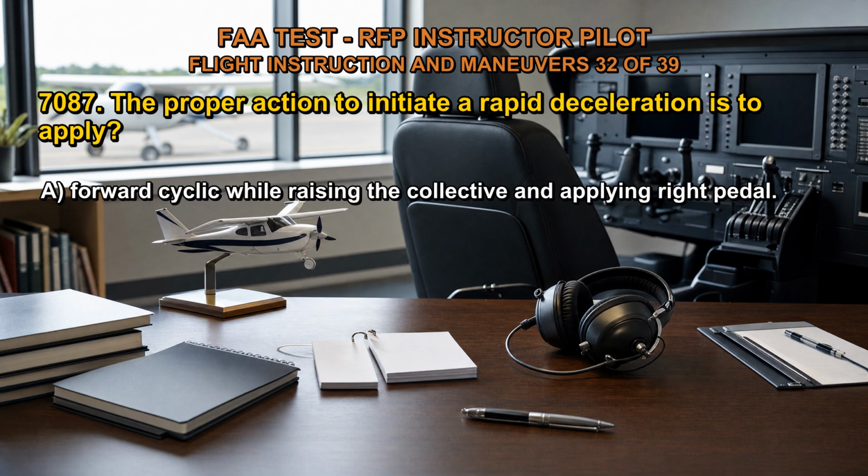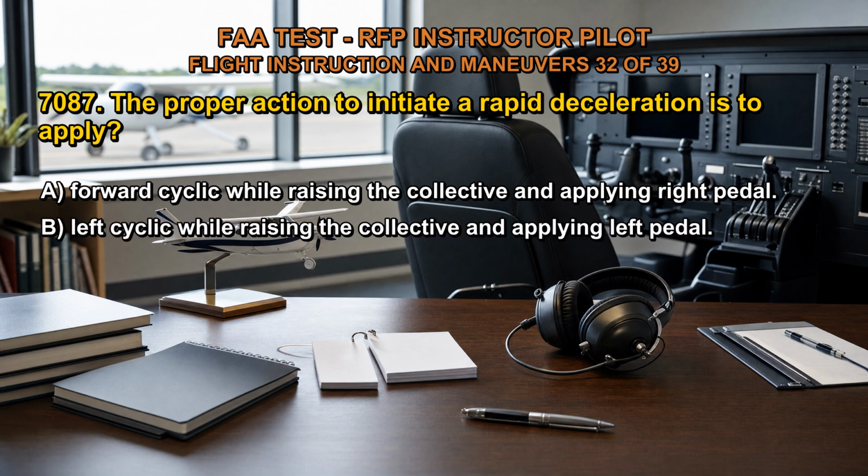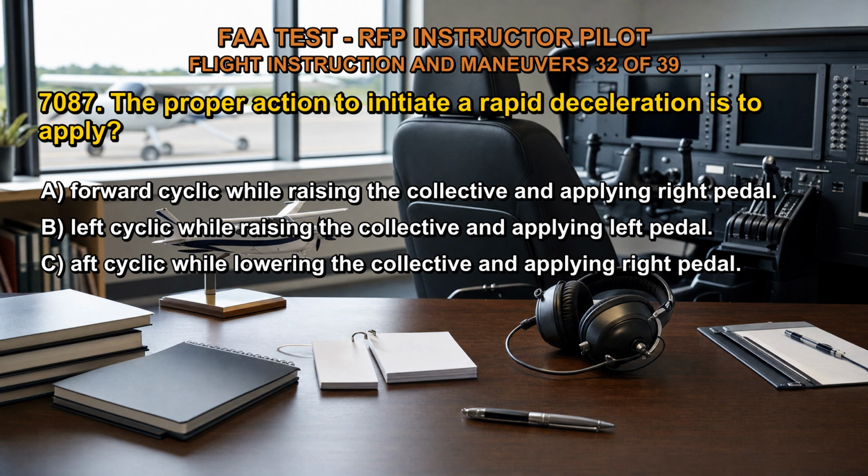7087. The proper action to initiate a rapid deceleration is to apply A. Forward cyclic while raising the collective and applying right pedal. B. Left cyclic while raising the collective and applying left pedal. C. Aft cyclic while lowering the collective and applying right pedal.